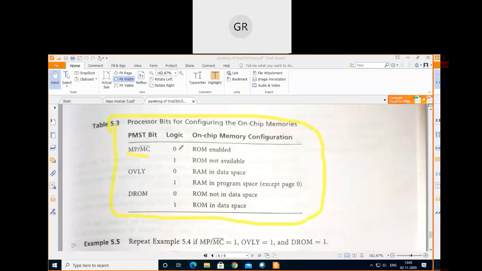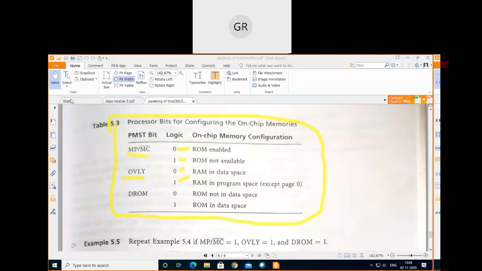Okay, when it is 0, what will happen? When it is 0 and 1, what will happen? Just remember, MP/MC bar equal to 0, ROM is enabled. When it is 1, ROM not available. When OVLY equal to 0, RAM in data space, and when it is 1, RAM in program space. When DROM equal to 0, ROM not in the data space. When it is 1, ROM in the data space. Very important, please go through this. If they ask any problem on this, this table is very important.